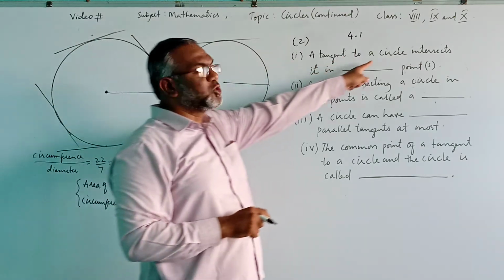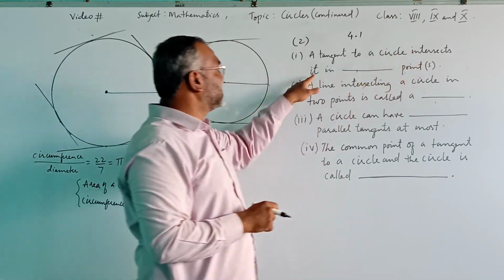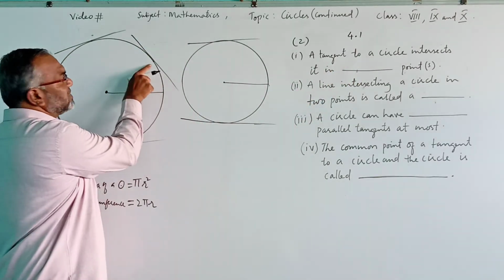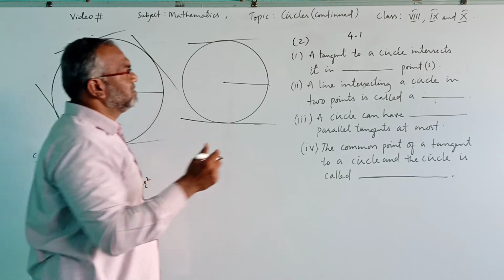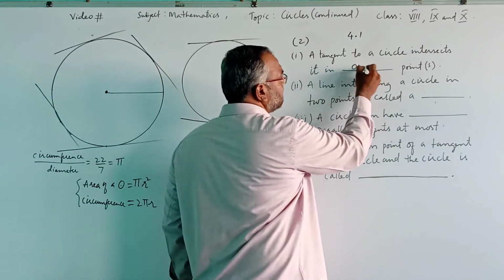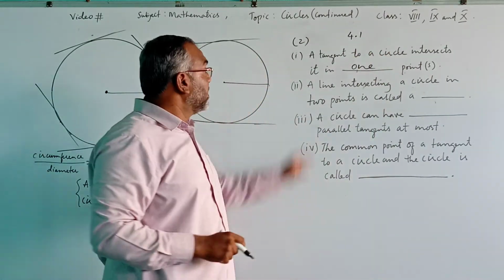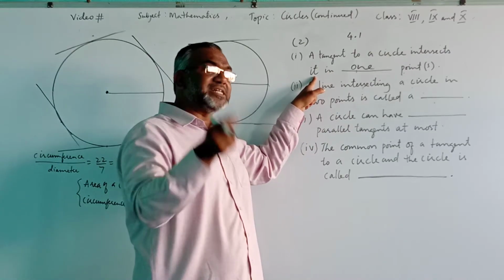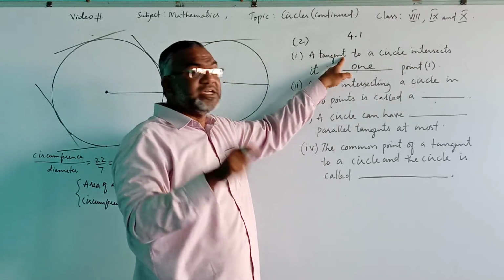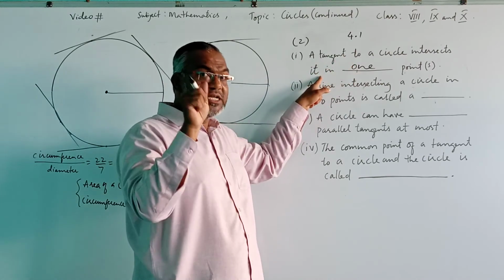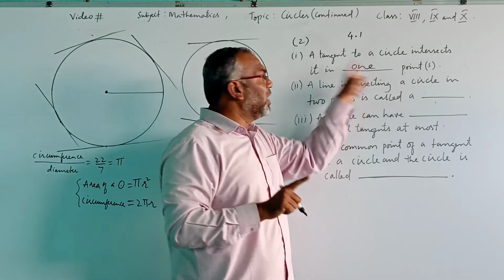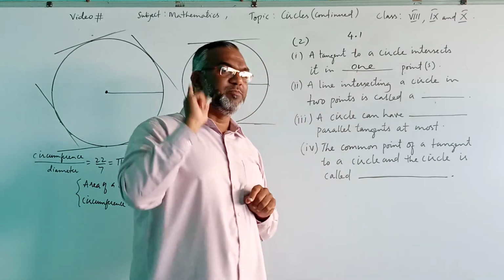A tangent to a circle intersects the circle in dash point. It touches the circle at how many points? At only 1 point. So the answer is 1. A tangent to a circle intersects the circle, touches the circle, cuts the circle at only 1 point. Tangent at 1 point, right?